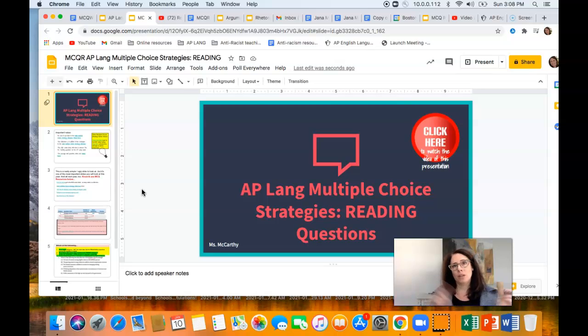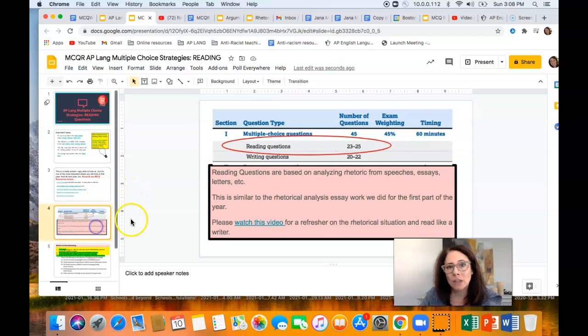Which is where we read for rhetorical choice, for specific word type, for the purpose behind and the message behind the speech or writing or essay or letter. Just a reminder that this is, again, overall 45 questions for 60 minutes. And then the reading questions account for just a little bit more than half, and then the writing questions account for the other piece.